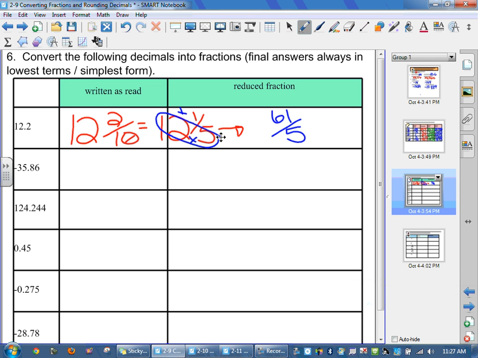The next one, I have 2 digits after the decimal, so what's going to be my bottom number for my fraction? 100, because we want two zeros. So negative 35 and 86 and the 100 on the bottom, we want 2 zeros. Now 86 over 100, we can reduce that. How much can 86 over 100 divide by? Well, let's start small. Let's try 2. So if we divide them by 2, 86 divided by 2 is 43. 100 divided by 2 is 50. Will 43 over 50 go lower? No, it doesn't. So our answer is negative 35 and 43 over 50.